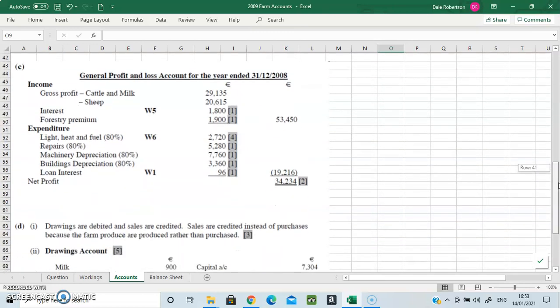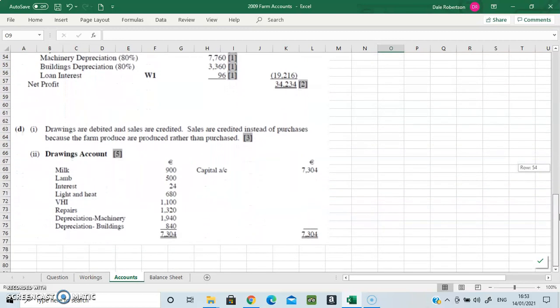Part D of this question asks you about drawings. It says, which account other than drawings is affected by farm produce used by the family? Well, of course, that's also the sales account, and that's why we included it as a sale. Drawings are debited and sales are credited instead of purchases, because the farm produce is produced rather than purchased, and of course then it is counted as another sale, except a sale to themselves.